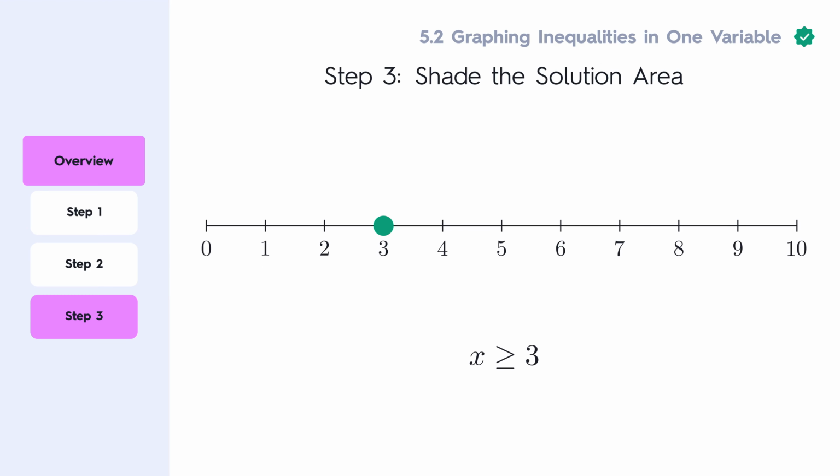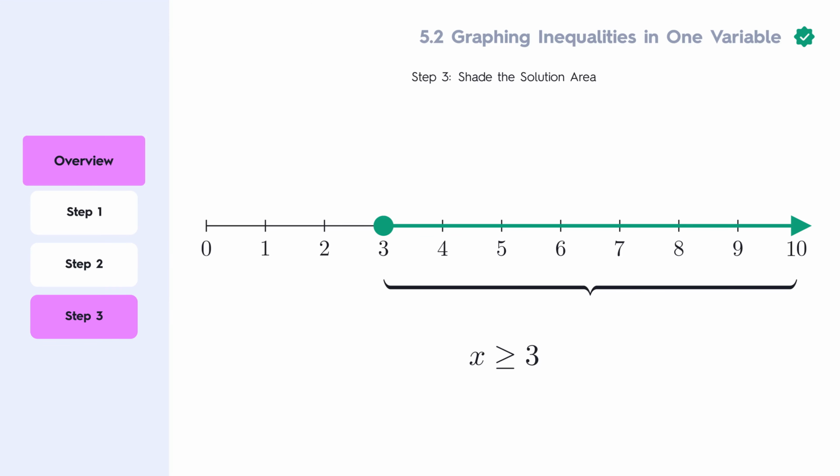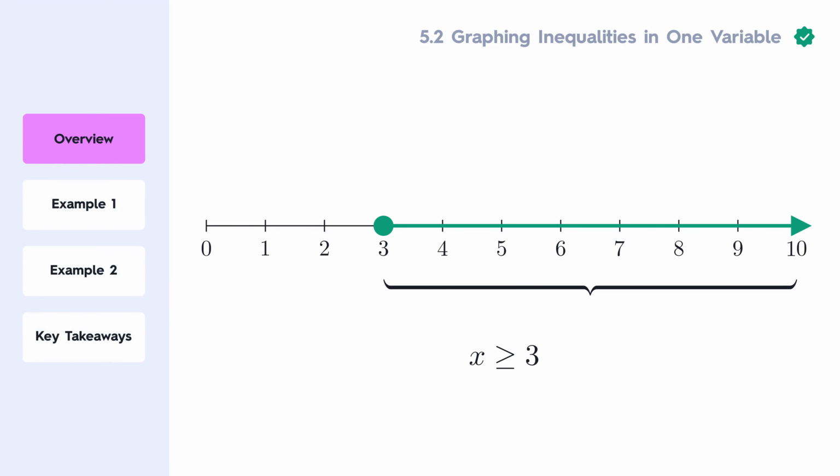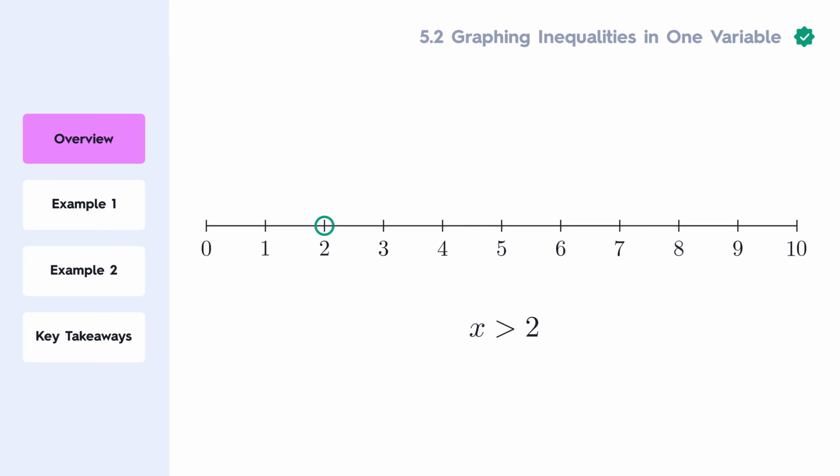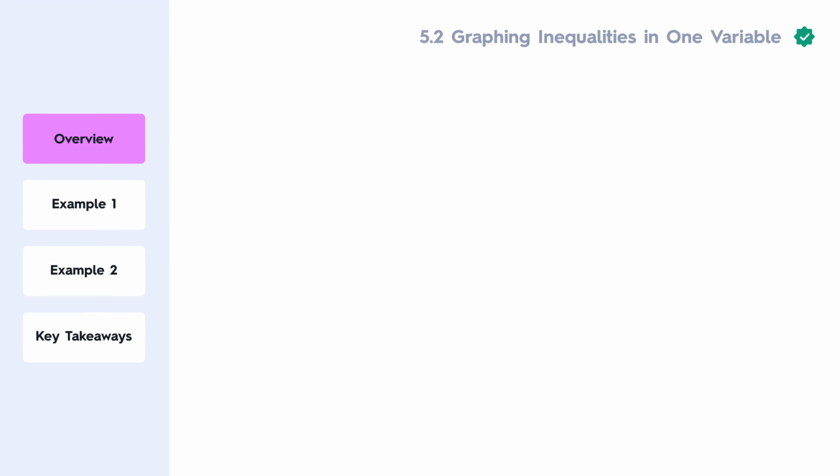The last step is to shade the solution area. After placing the open or closed circle, we shade the side of the number line that represents the solution set. This tells us all the possible values that make the inequality true. Remember, graphing inequalities is all about showing the values that satisfy the inequality visually. This makes it easy to see all possible solutions at a glance. Let's now try a few examples.